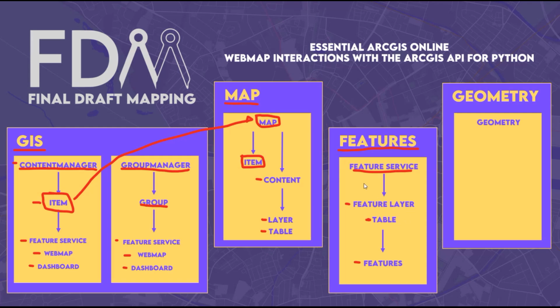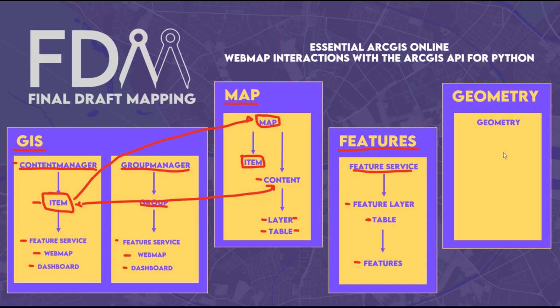We can access a feature service, feature layer or table directly from the item object. Once we have our feature service or our feature layer class from the item object, we can use the map content property to add the entire feature service to our web map or individual layers and tables.